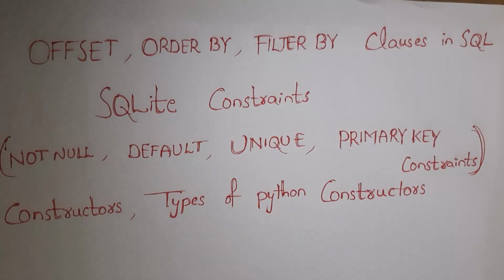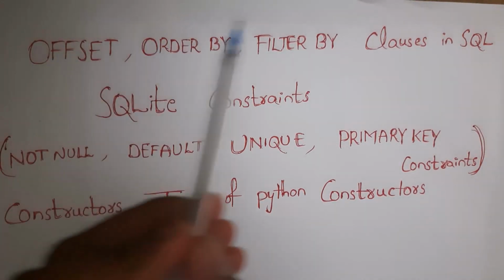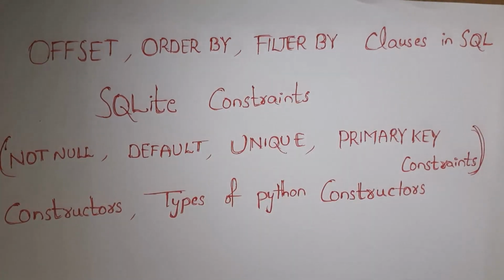In this video, I will be covering offset, order by and filter by clauses in SQL, and also I will explain SQLite constraints. I will explain not null constraint, default constraint, unique constraint and primary key constraint. And at last I will explain constructors and various types of Python constructors.